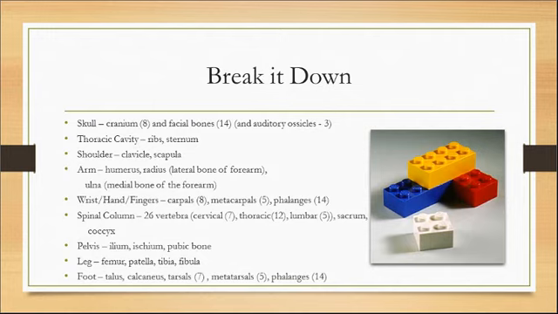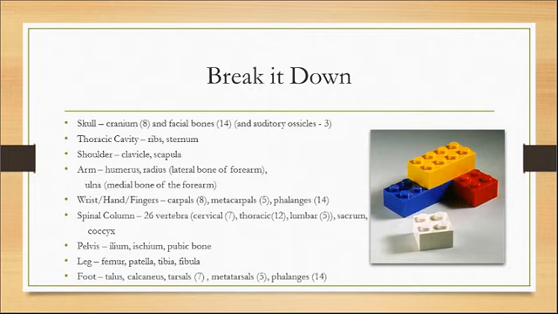Here on this slide, you can see the skull has 8 cranial bones. That's important to know. 14 facial bones. That's also important to know. And then inside your ear, there's actually 3 auditory ossicles, or 3 bones inside your ear.